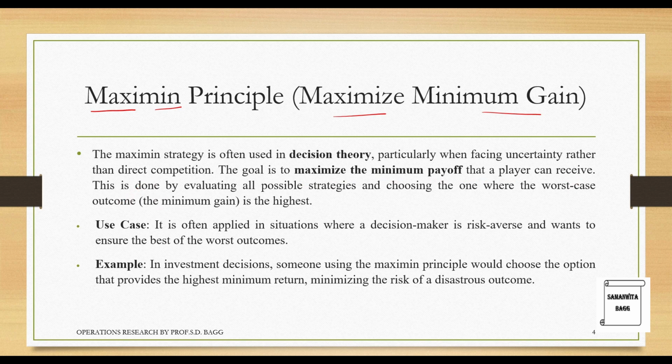This is done by evaluating all possible strategies and choosing the one where the worst case outcome, the minimum gain, is the highest. Use case: it is often applied in situations where a decision maker is risk averse and wants to ensure the best of the worst outcomes. Example, in investment decisions, someone using the Maximin principle would choose the option that provides the highest minimum return, minimizing the risk of a disastrous outcome.